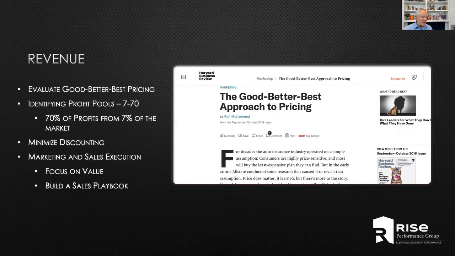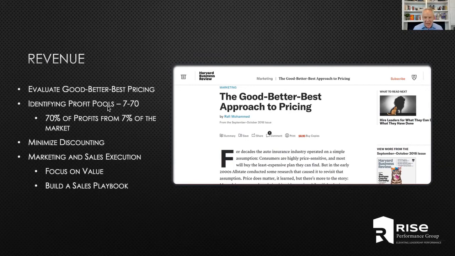So let's start with pricing. Good, better, best pricing is a great strategy to help your sales team and help your marketing team drive up your average selling price and drive up your gross profit per sale. And I love this Harvard Business Review article. It's a great primer on the topic. So I highly encourage you, snap a picture of this slide and go download this from Harvard Business Review. Great place to start.